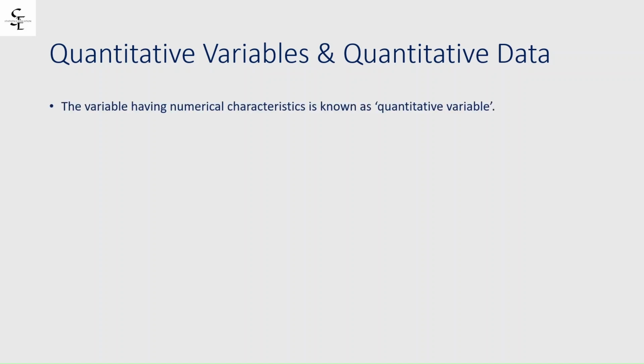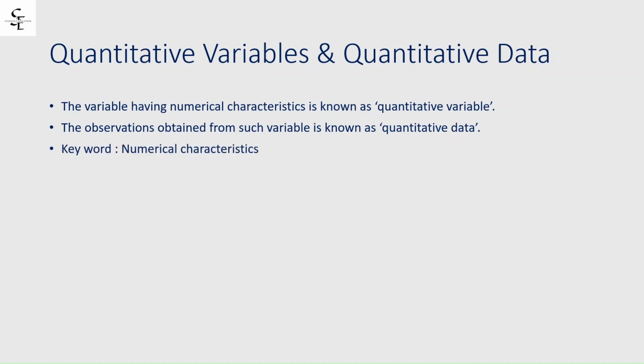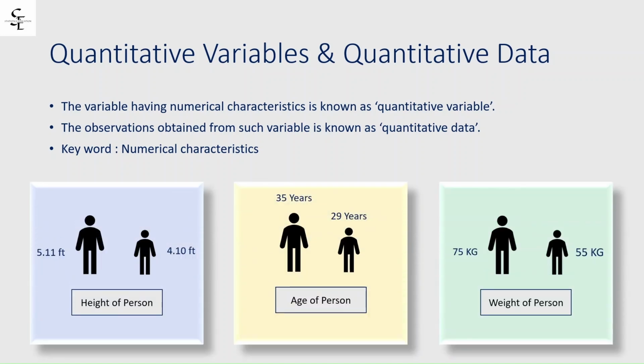The variable having numerical characteristics is known as a quantitative variable, and the observations obtained from such a variable are known as quantitative data. Here, the keyword is numerical characteristics, which defines quantitative data. For example, quantitative data can include height of the person, age of the person, and weight of the person. Here, all the values are in numerical form, thus it is known as quantitative data.